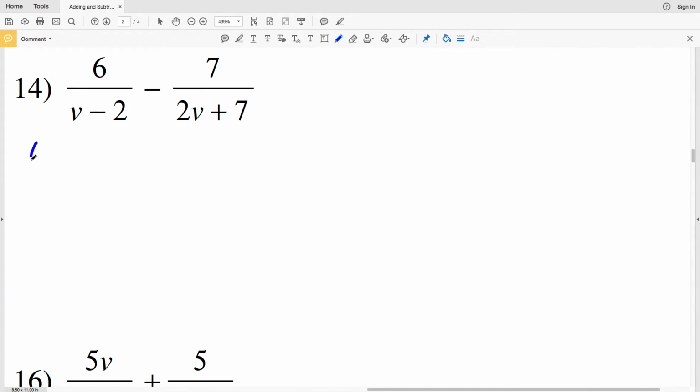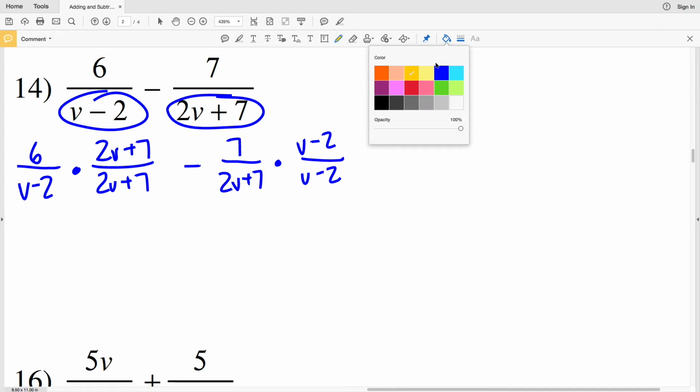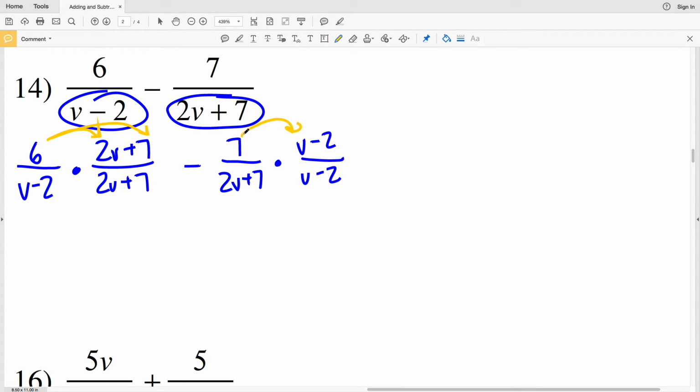In number 14, I have 6 over v minus 2, and I'll be multiplying that by 2v plus 7 over 2v plus 7, so multiplying by 1. Then I'll subtract 7 over 2v plus 7, but that multiplied by v minus 2 over v minus 2. So now I'll go ahead and distribute the 6, and I'll distribute the 7.